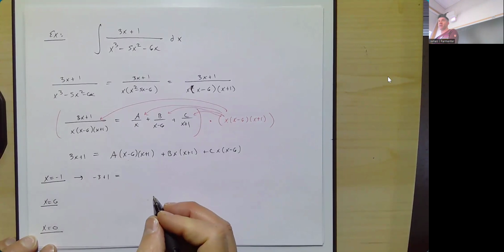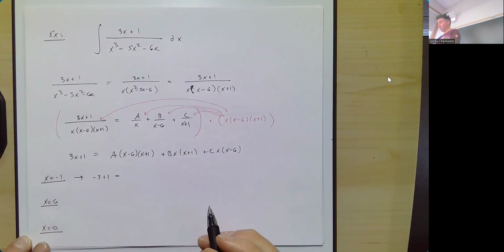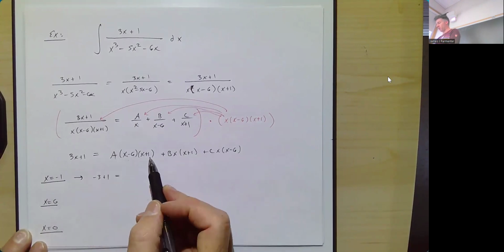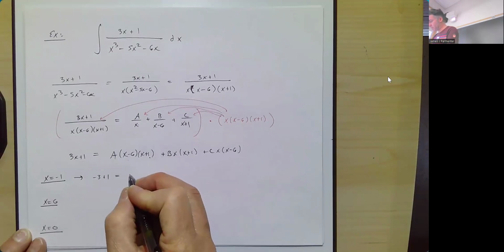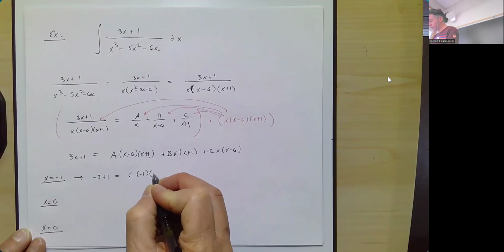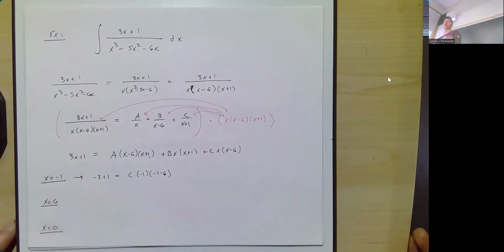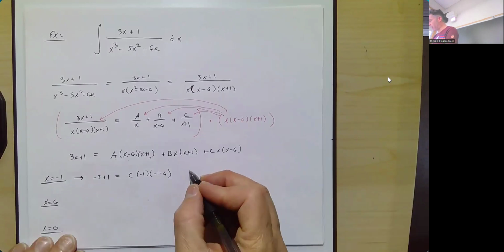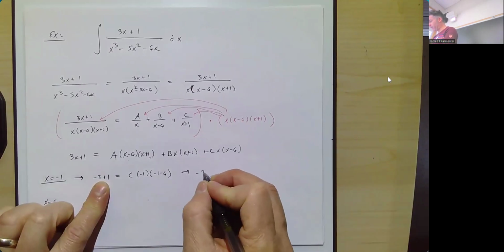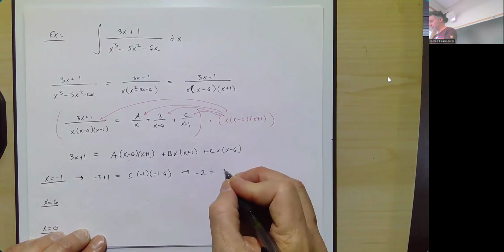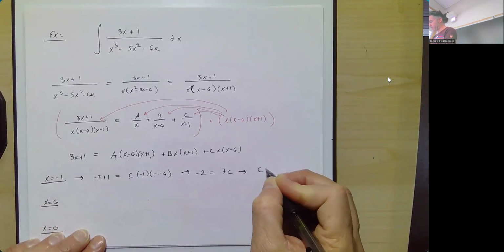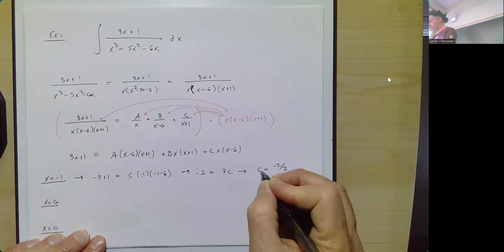On the right-hand side, watch for a second. I'm going to get a times something times 0 plus b times something times 0 plus c times -1 times -1 minus 6. You really only need to write the term that isn't going to be 0. And then we have -2 on the left equal to c times -1 times -7 is 7c. So c is equal to -2/7.